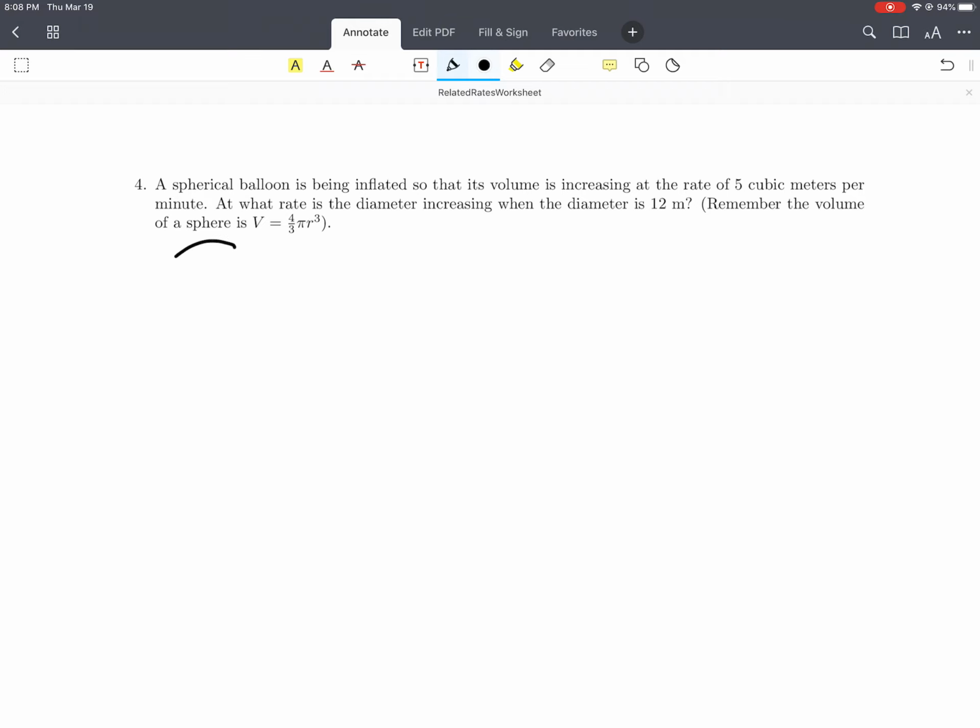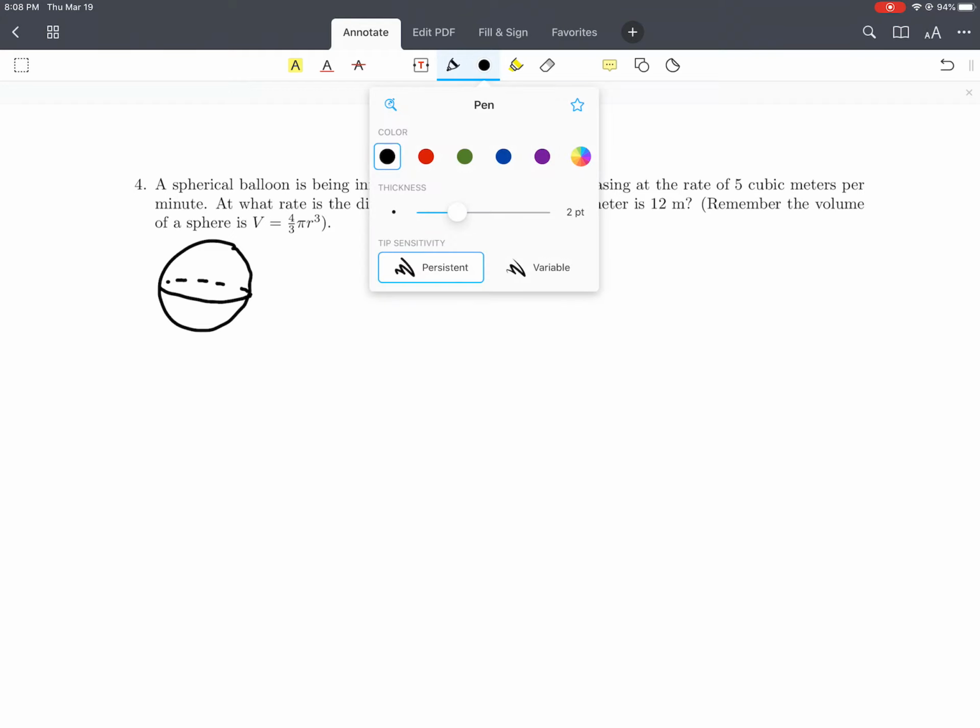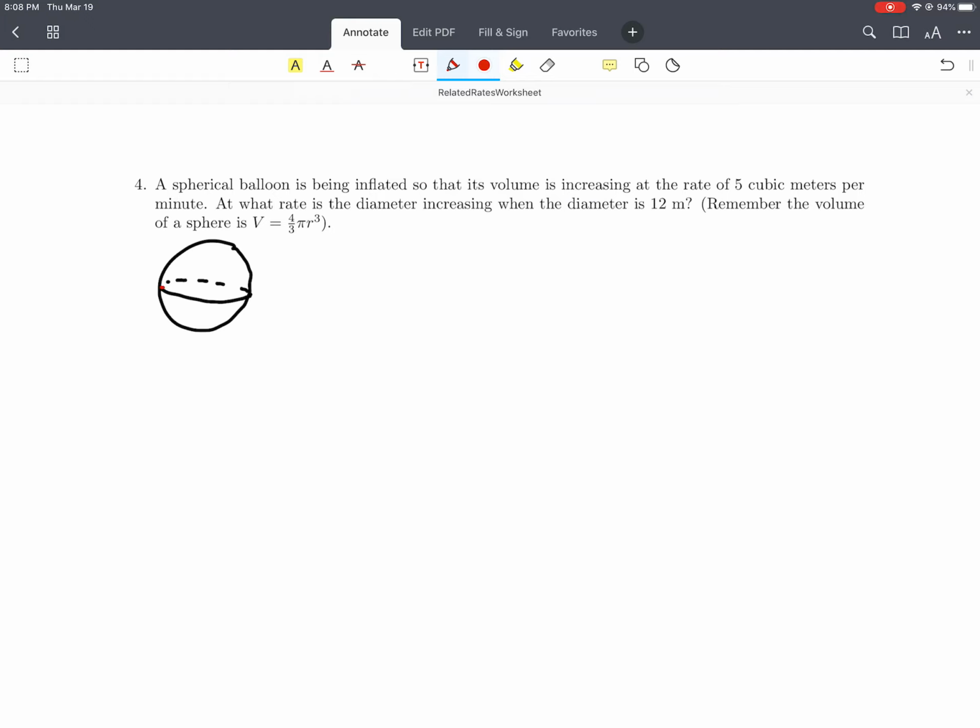First up, we draw a picture. And let's see, what are we interested in? Well, we're interested in the diameter. Not interested in just the radius this time. We're interested in actually that entire distance there. We're also interested in the volume, but we can't really draw that.